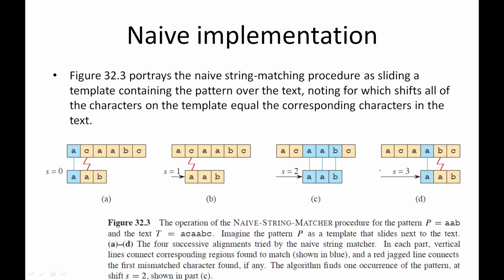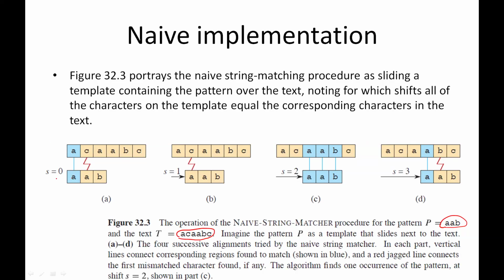Now this is another example of the same thing, showing the naive implementation. You can see the template is also shown, and how the pattern slides forward. Okay, so you can see the operation for pattern AAB. This is the pattern we have, and the text is given as ACAABC. Now imagine the pattern P having a template that slides next to the text. All the images are shown, A, B, C, D, all the 4 images. You can see how it slides.